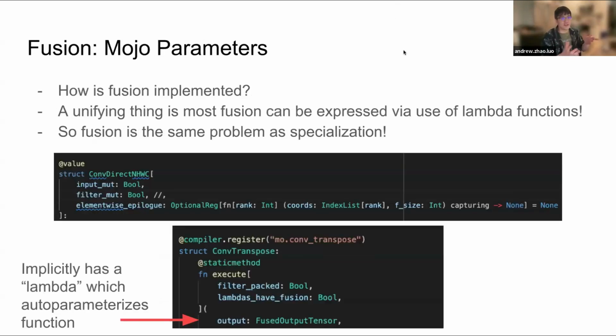But the way we unify this idea is that fusion is almost always implemented within the Modular stack through these lambda functions. So the idea is that you can pass these other functions as parameters to kernels, and by passing in the right lambda fusion, you can implement a large family of the fusion optimizations that I described in the previous slide. So what this does is it changes the problem of how kernels compose together to create fusion into one that is exactly the same problem as specialization. Instantiate the right parameter and you get the right thing.